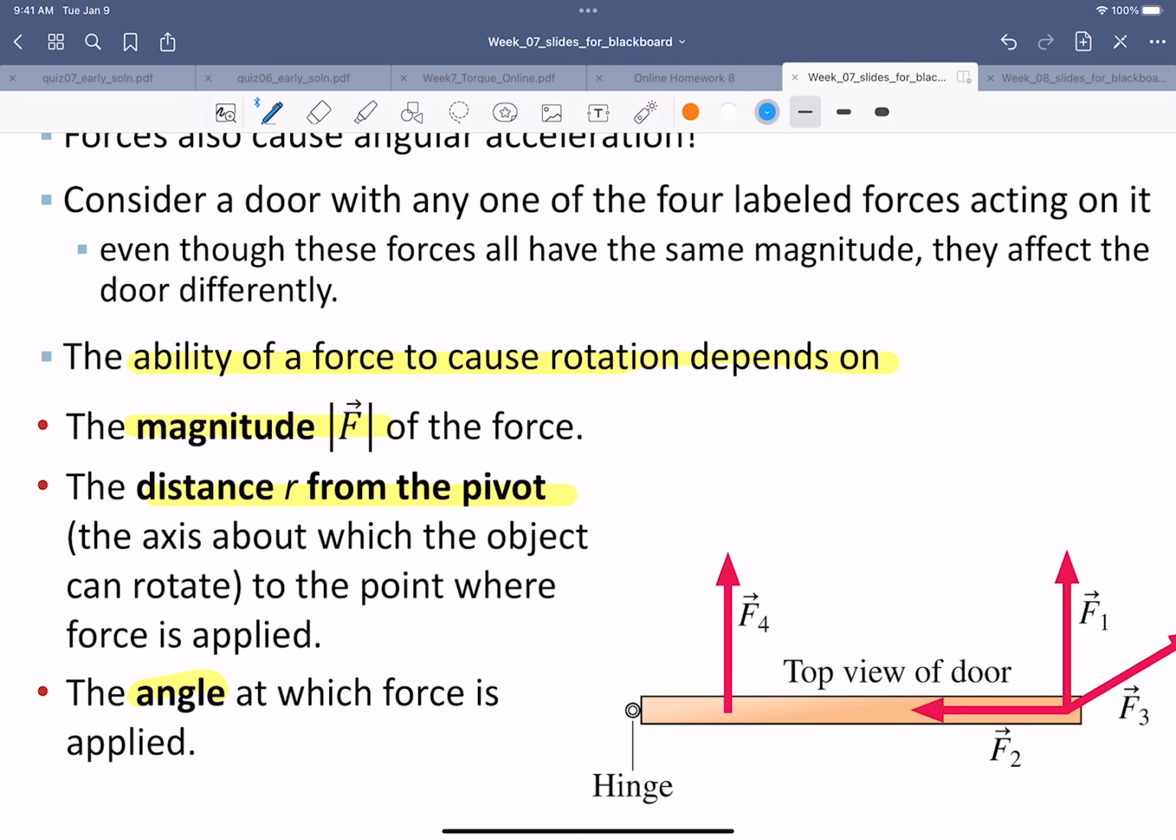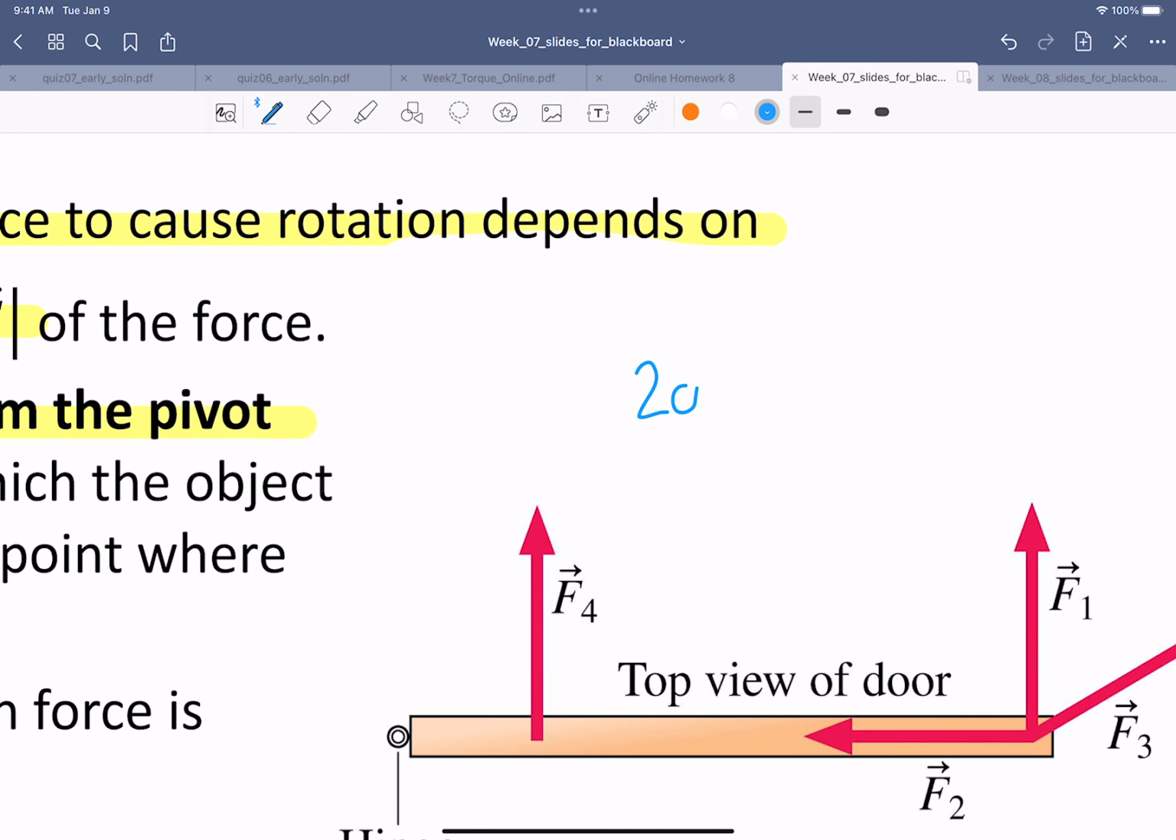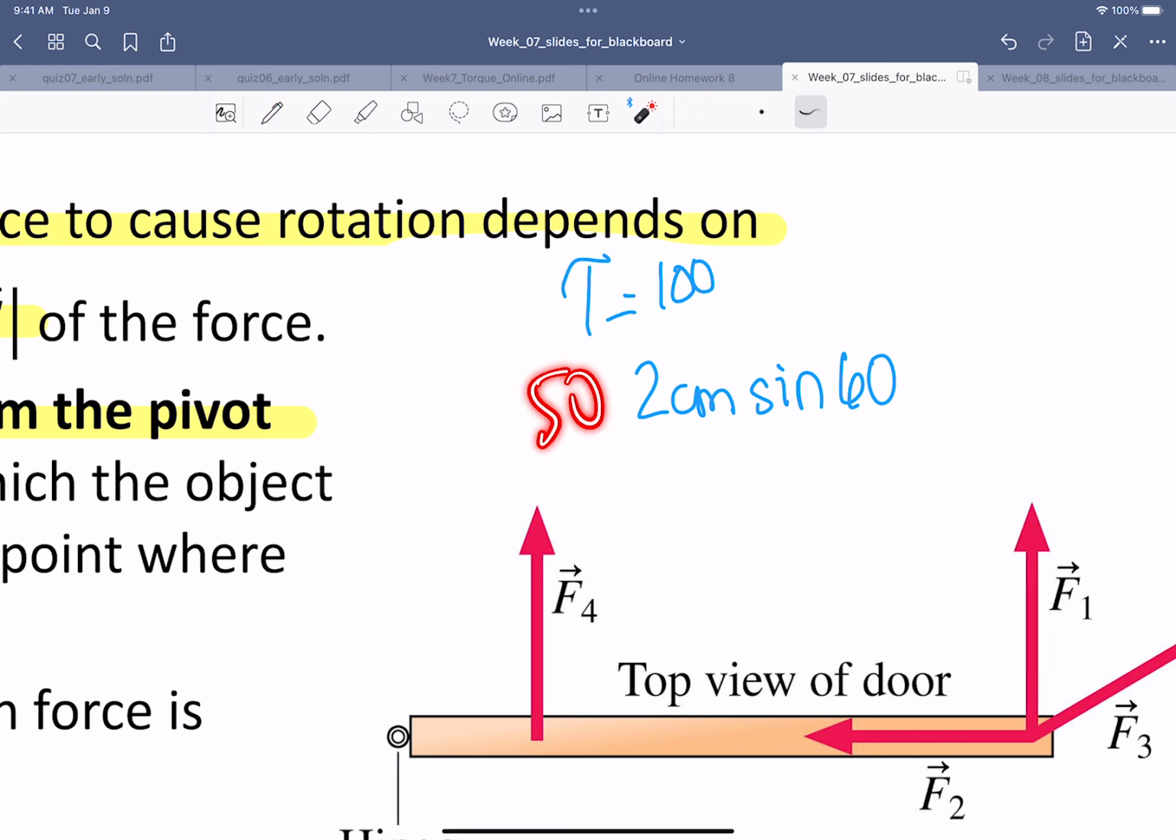So if I applied a force, once again, 2 centimeters away, instead of sine 90, if it was sine 60 degrees, for example, and I still want a torque of 100. Well, instead of exerting 50 times 2 for sine of 90, remember, for sine of 90, we said 50 times 2 to get 100, then I might need to exert a larger force, because this sine 60 is no longer equal to 1.